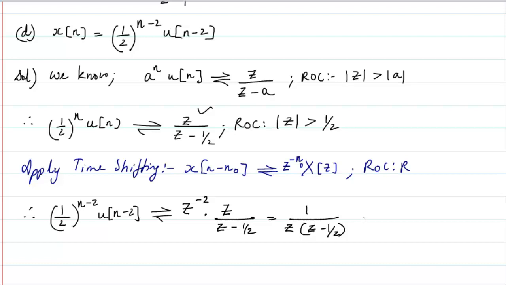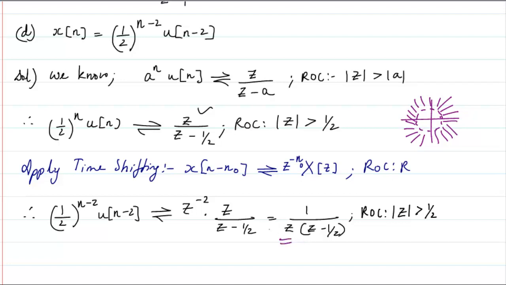Now since we have a new z in the denominator, the ROC should have avoided z equal to 0, isn't it? But let's look at the ROC. The original ROC remains the same: magnitude of z greater than 1/2. If I draw it, greater than 1/2 means outside, and the origin is already not in the ROC. So z becoming 0 will never occur because the original ROC itself does not include it. So this is the complete answer, with ROC z greater than 1/2.